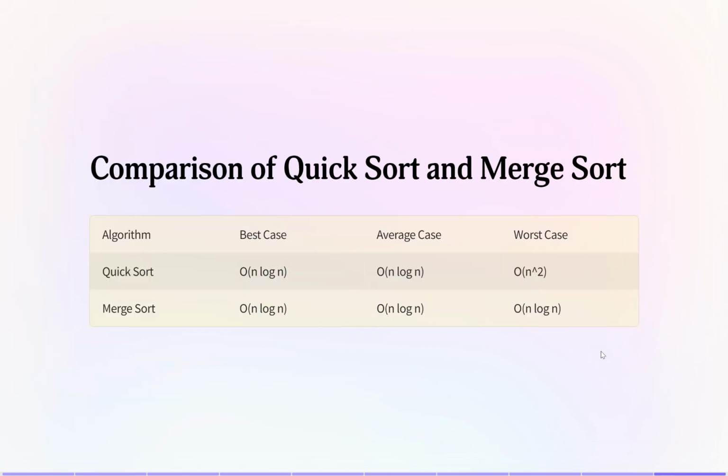Overall, merge sort has a better worst case scenario as compared to quicksort, and their average case is about the same at O(n log n). In practice, the choice between quicksort and merge sort depends on specific characteristics of the dataset and the importance of stability in the sorting process.